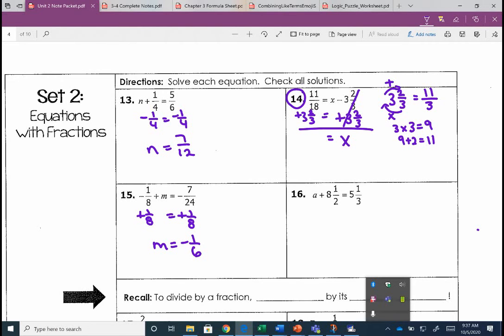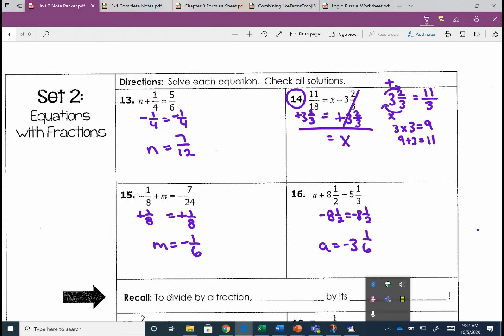Last but not least, number 16, we're going to subtract 8.5 from both sides. So we have 5 1/3 minus 8 1/2. And we end up with n equals negative 3 1/6.